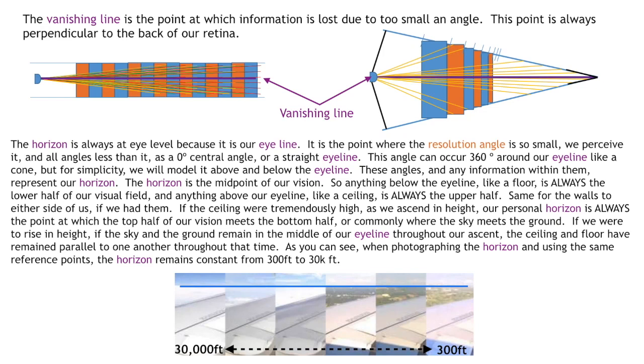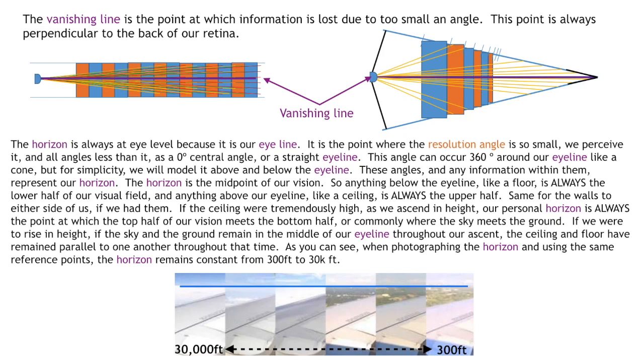But again, you can look at it from the top down, from a 45 degree angle, from a 90 degree angle, from a 270 degree angle. It's still going to be the same angle. But for simplicity, we're going to be looking at it as if you're looking at it from the side of the head. So these angles and any information within them represent our horizon.